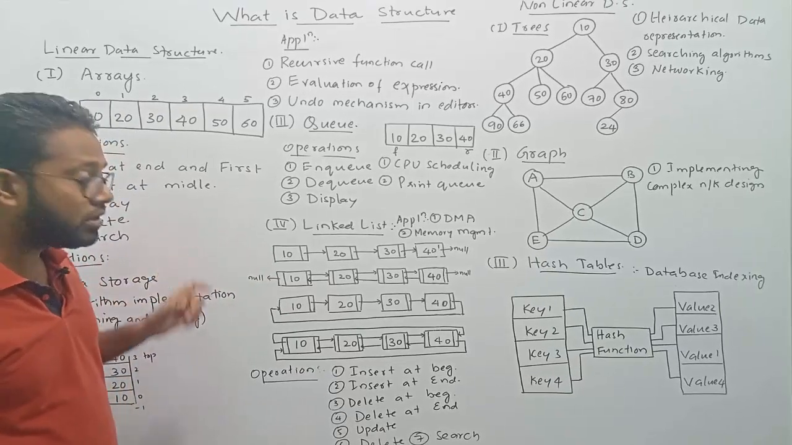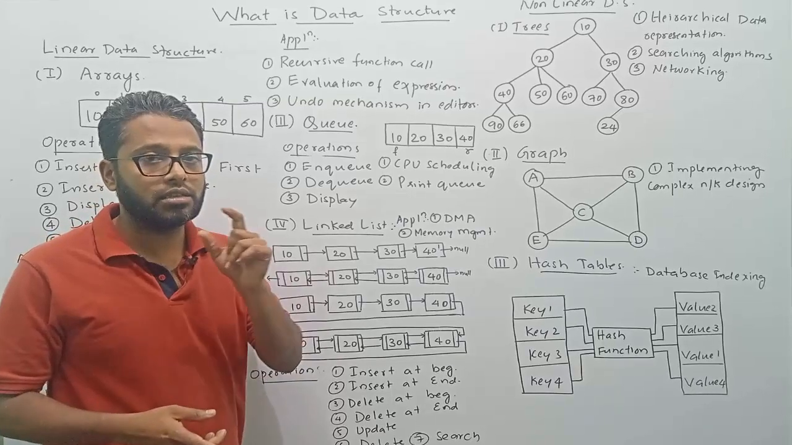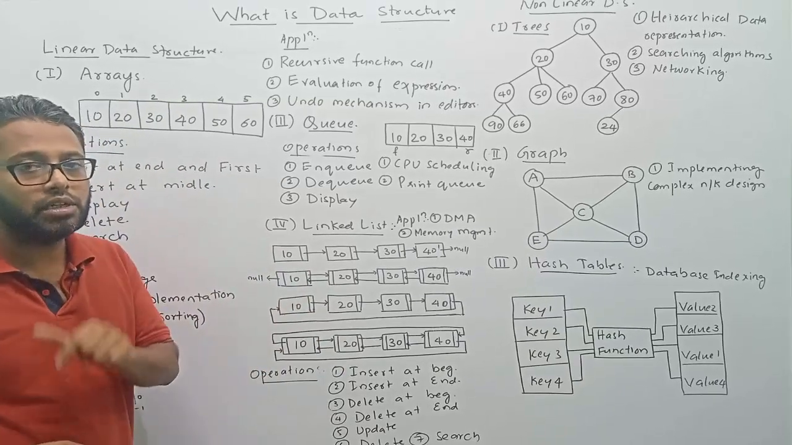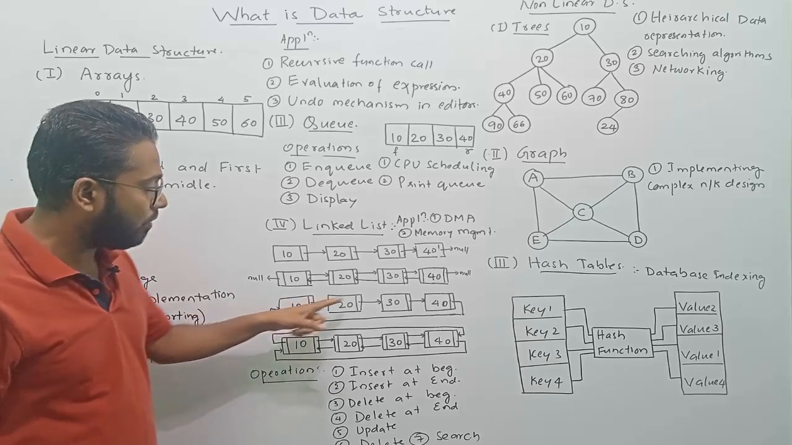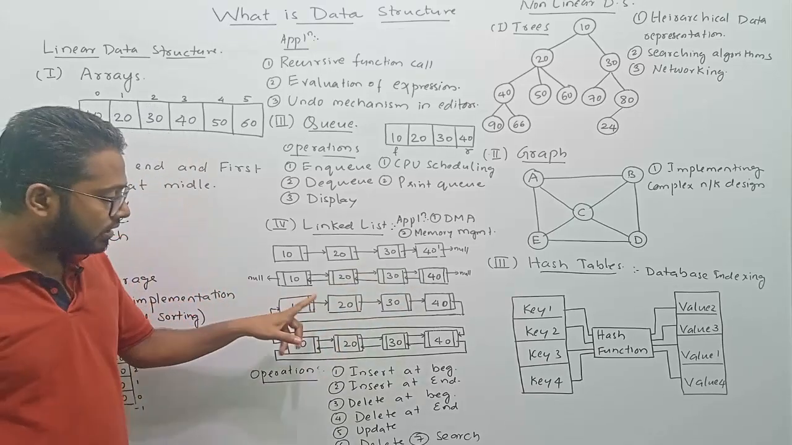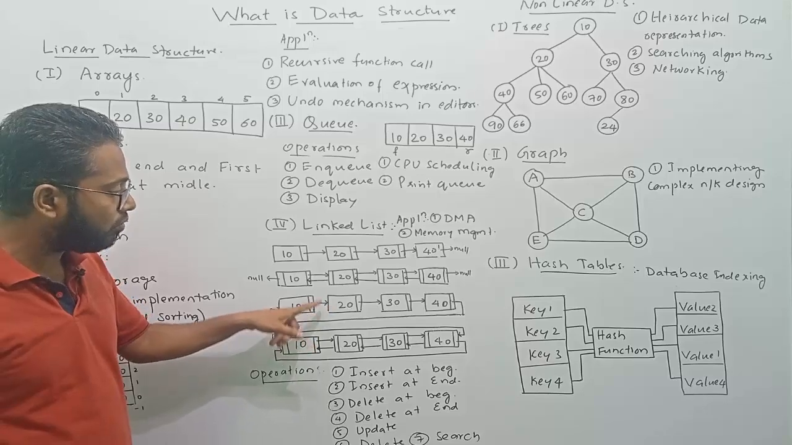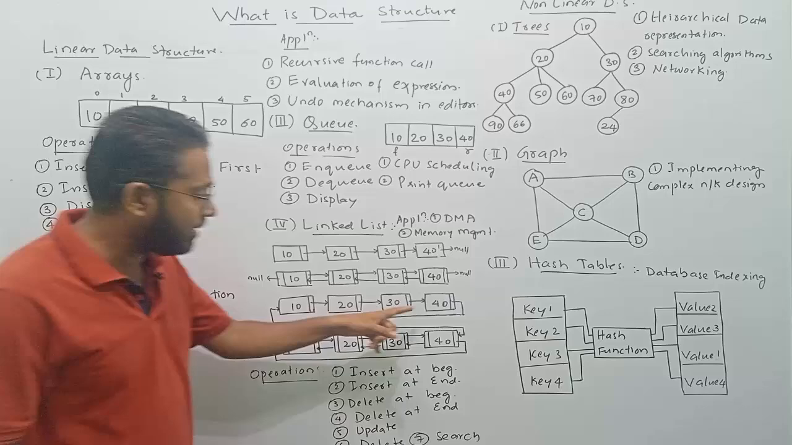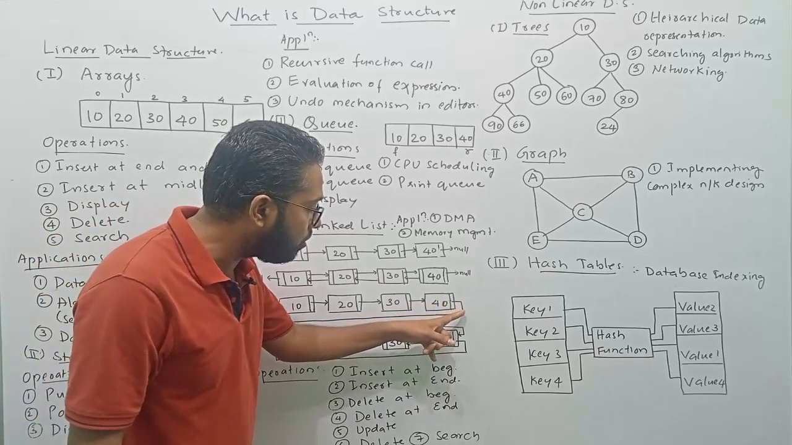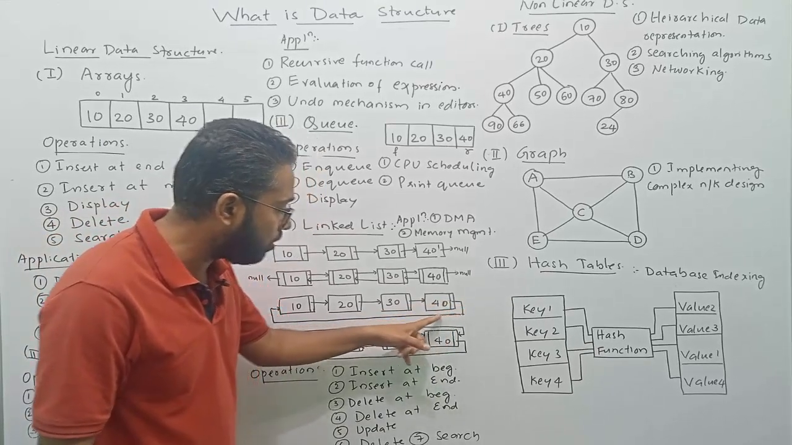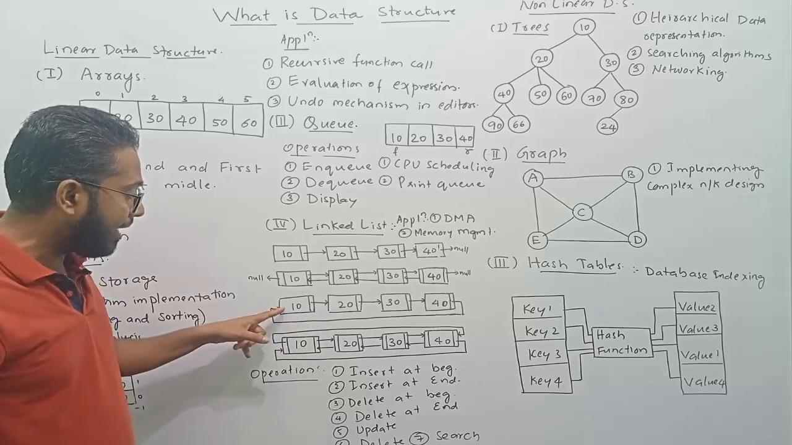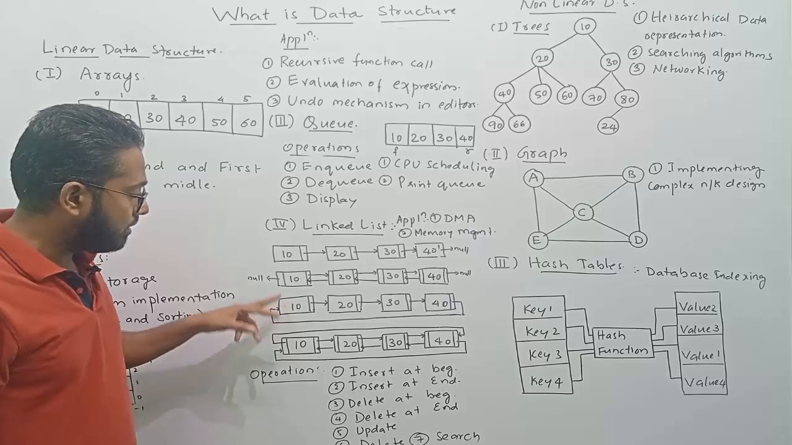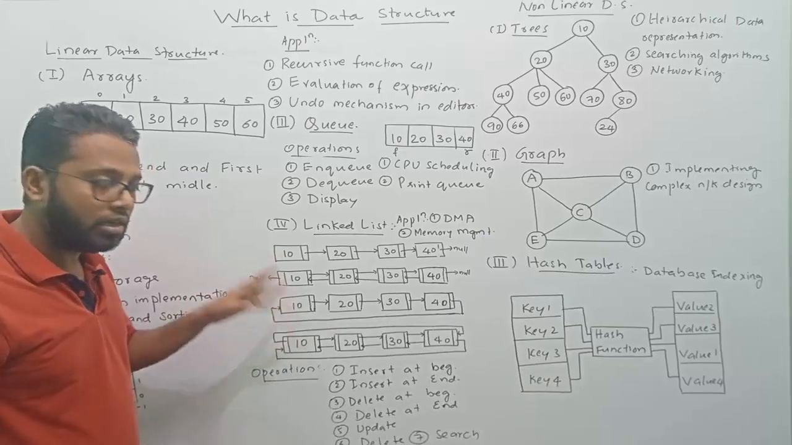Now we have the circular linked list. As I have said, in the circular linked list we have the singly circular linked list and the doubly circular linked list. This is the design of a singly circular linked list. It is almost similar to the singly linked list, except for one difference: the next part of the last node will point back to the first node. That's the only difference between the singly linked list and the singly circular linked list.